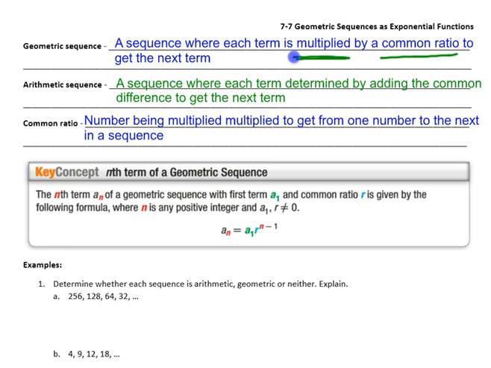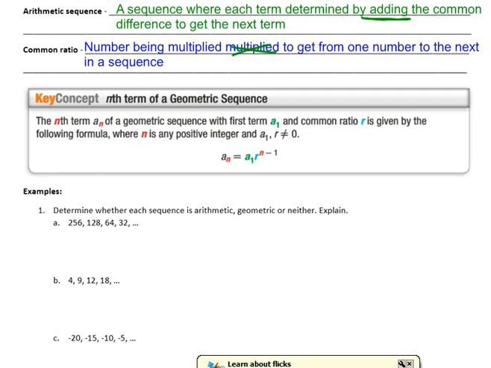An arithmetic sequence, just as a reminder, is when we are adding a common difference. So in one we're multiplying, and that makes it geometric. In an arithmetic sequence, we add something called the common difference. So that common ratio is the number being multiplied to get from one number to the next in a sequence.